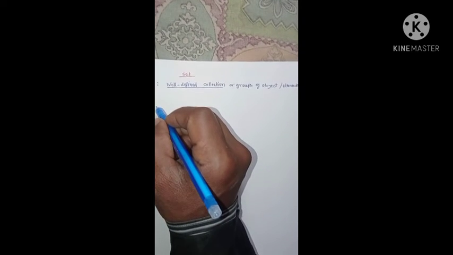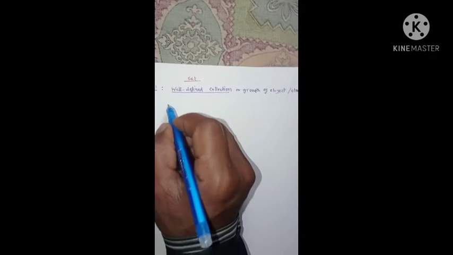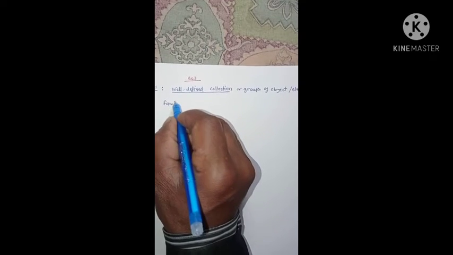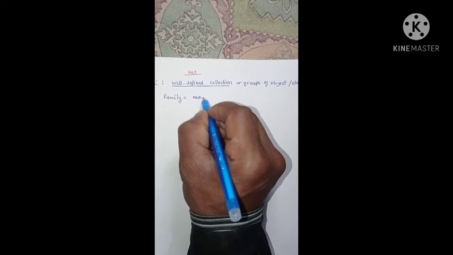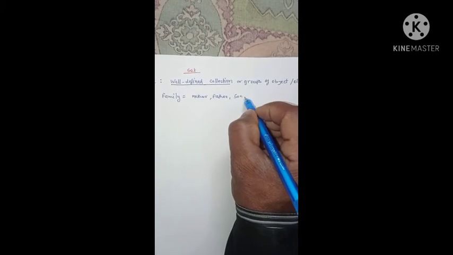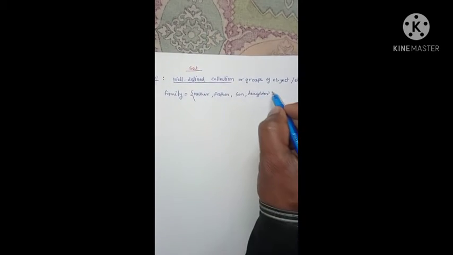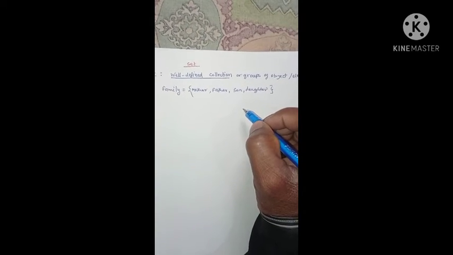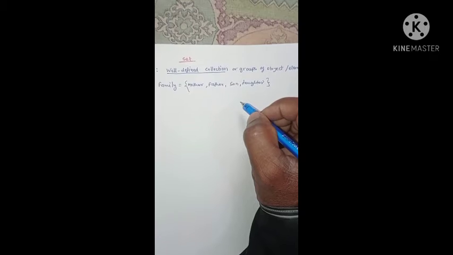What is well-defined? It means in a set there is no random collection of objects. So you have to always consider well-defined. Take the example of a family. Who are the members of a family? Mother, father, son, daughter. These are the members of a family. So family is a defined, particular collection of members or elements.